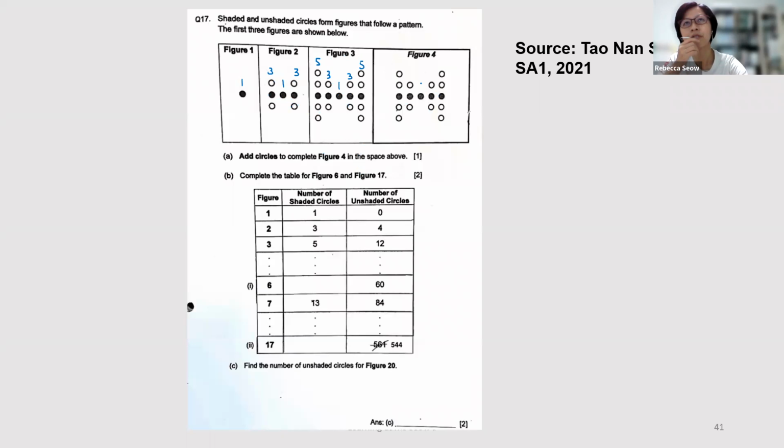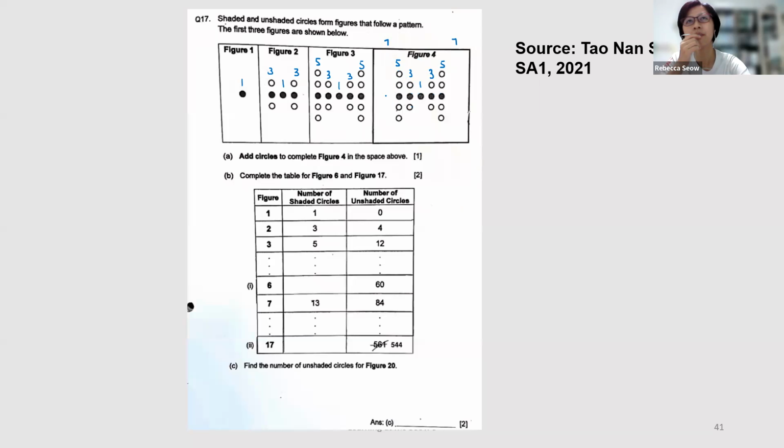So moving on to figure 4, we have 1. On both sides, we have 3, 3. Moving on, we have 5, 5. And following that, now if you notice, these numbers are odd numbers, 1, 3, 5. So the next odd number following 5 would then be 7, wouldn't it? So it'd be 7 on both sides. And how are we going to draw the 7 circles?